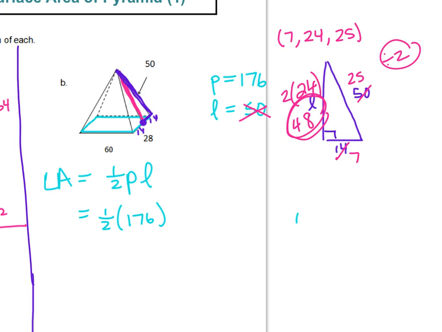So be very careful with how things are labeled, and you might have to do some little trickery like this to get the actual piece that you need for the formula. So our slant height is 48. Then we just multiply those together and we have a lateral area of 4,224 units squared.